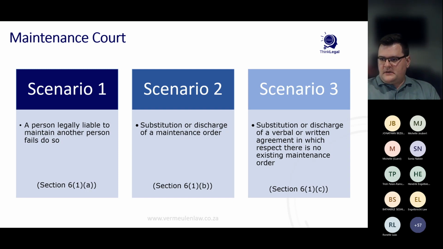Section 6.1c is an interesting one, folks, and I think this is one of those that really don't get enough publicity, and that is substitution or discharge of a verbal or written agreement in respect of which there is no existing maintenance order. So a good example would be, let's say, mom and dad got together and they discussed and agreed by email, for example, that dad would contribute 5,000 Rand a month for the child. That arrangement goes on, never escalates. Now it's 3 years later.